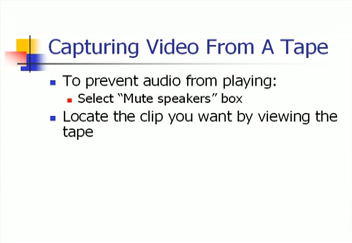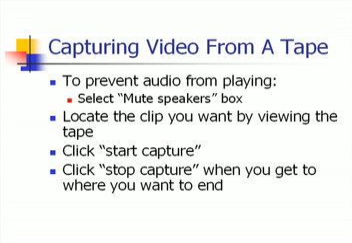Next, to prevent audio from playing while capturing video, select the Mute Speakers checkbox. Locate the video and audio you want to capture from your tape by either using the controls on your DV camera or VCR or the DV camera controls in the wizard. To begin capturing video, select Start Capture. The tape will play automatically and capture will begin. When the tape reaches the point at which you want to stop capturing, click Stop Capture.